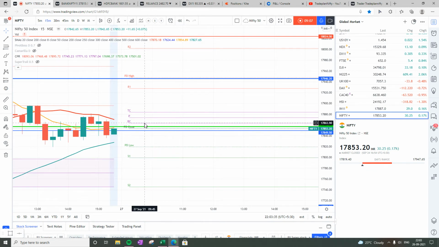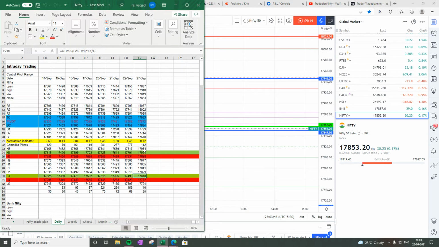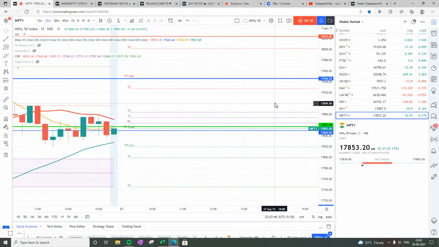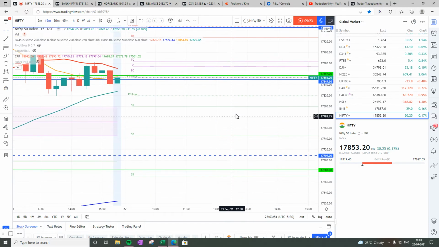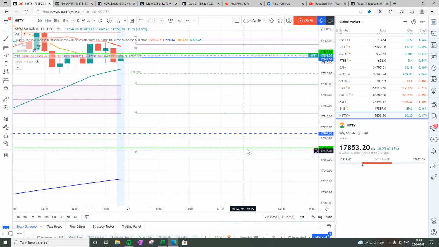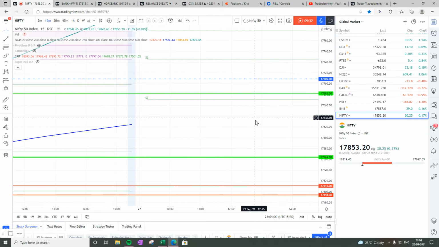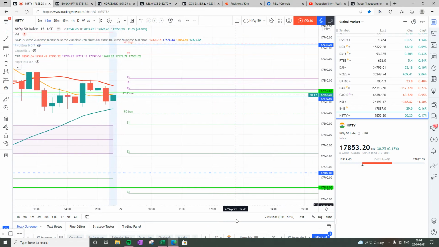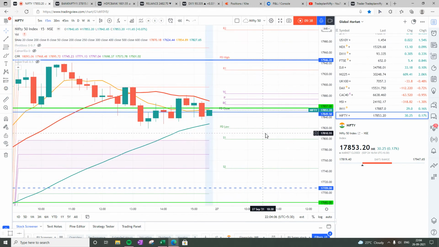Second option is if it opens below pivot, which I think could be the much easier way to trade tomorrow. If it opens below pivot, then definitely it is sell on rise at 17,873 or at 17,888, which is somewhere here just below the R1, for a target of 17,682, and then 200 bar moving average is coming at 17,621. So that's the trade plan for Monday.